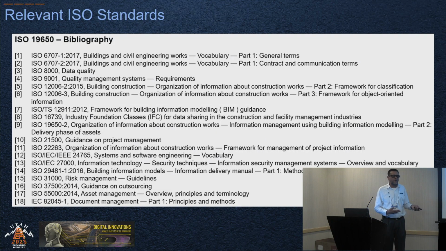These are the associated relevant standards that are applicable to ISO 19650. So when we're talking about looking at just that ISO document itself in all three parts, these 18 other documents have to be part of the discussion. We're talking about quality management systems, data quality, industry foundation classes, project management, organization about construction works, systems and software engineering, information technology, risk management, asset management, document management. All of these things tie together.